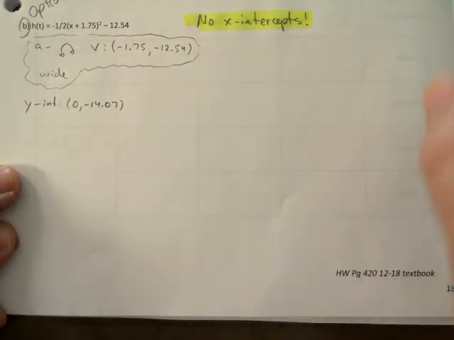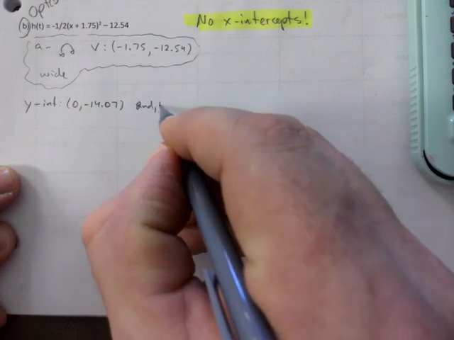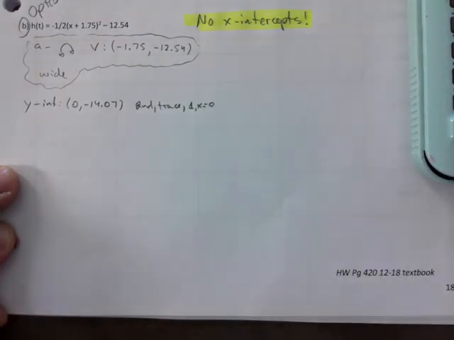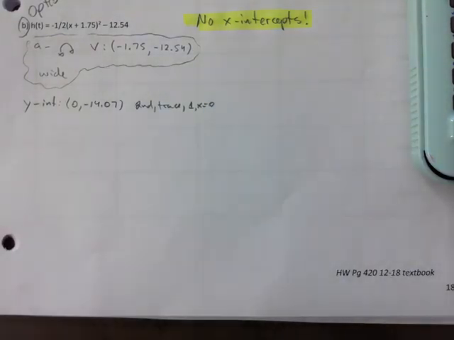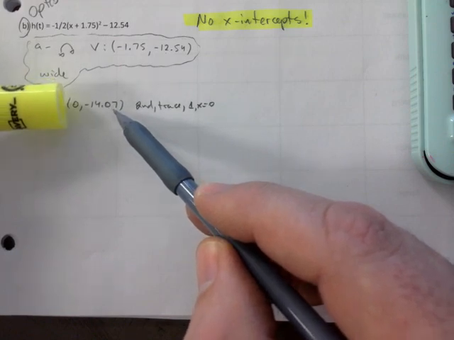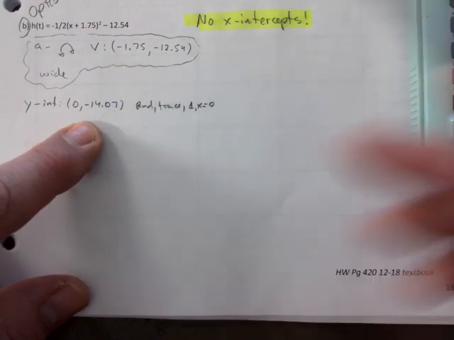Right? And I'm going to give you the keystrokes here. Second trace, 1, x is equal to 0. I have one point, I've got another point, two points. You want three points.